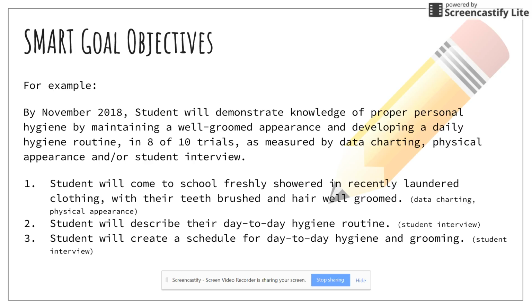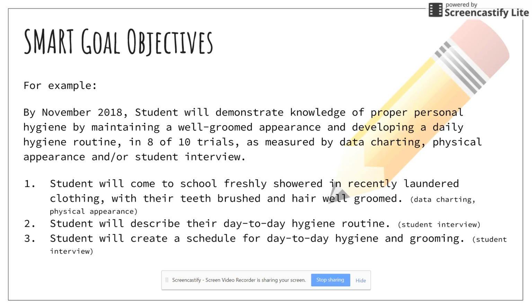An example of SMART goal objectives is as follows. If you have the goal by November 2018, so-and-so will demonstrate knowledge of proper personal hygiene by maintaining a well-groomed appearance and developing a daily hygiene routine in 8 of 10 trials as measured by data charting, physical appearance, and/or student interview. You take that general goal, you break it down into smaller objectives. Objective 1 possibly could be student will come to school freshly showered and in recently laundered clothing with their teeth brushed and hair well groomed. You can measure that by data charting and by observing their physical appearance.